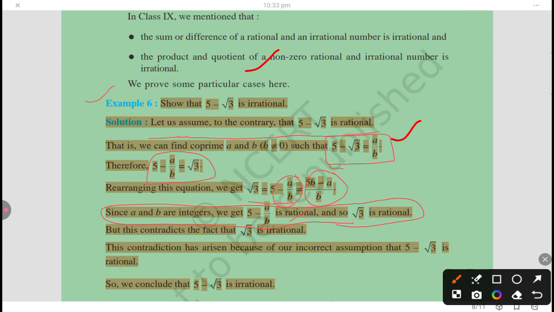But this contradicts the fact that root 3 is irrational. You know the actual fact that root 3 is irrational. So in the same expression, a rational number cannot be equal to an irrational number. One should be a rational number, and the other cannot be irrational. So this contradiction arises because of our incorrect assumption that 5 minus root 3 is rational. So we conclude that 5 minus root 3 is irrational.